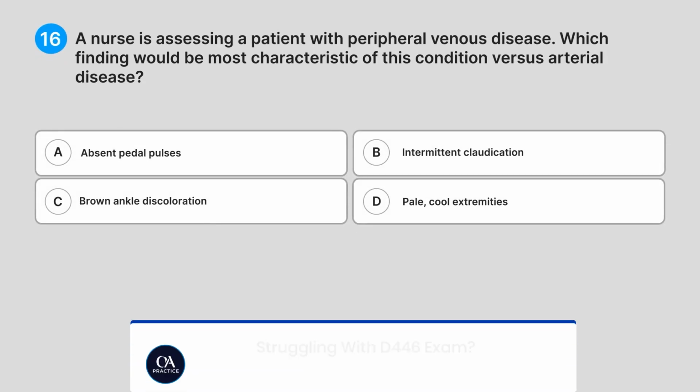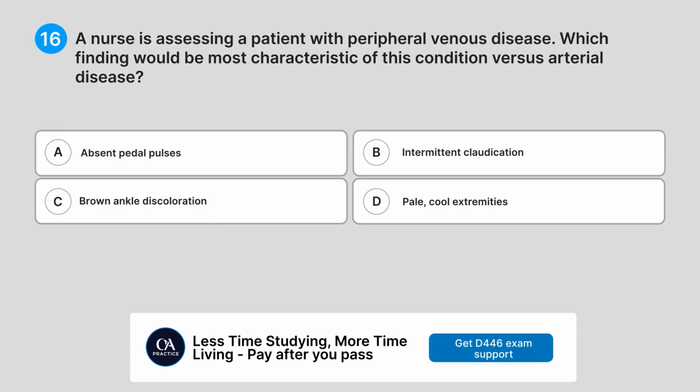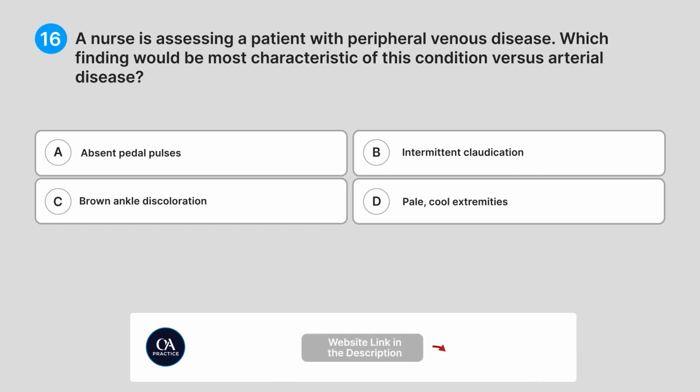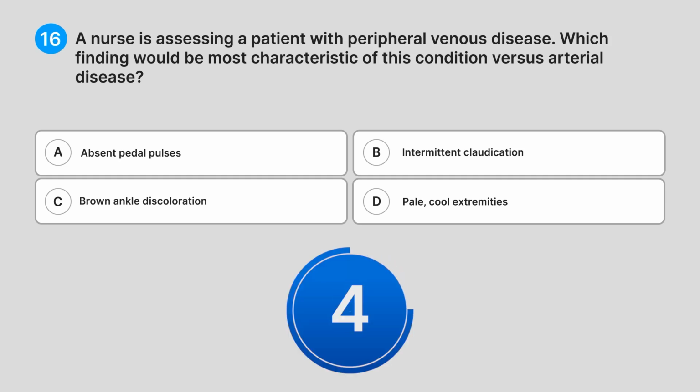16. A nurse is assessing a patient with peripheral venous disease. Which finding would be most characteristic of this condition versus arterial disease? A. Absent pedal pulses. B. Intermittent claudication. C. Brown ankle discoloration. D. Pale, cool extremities. Do you know the answer?